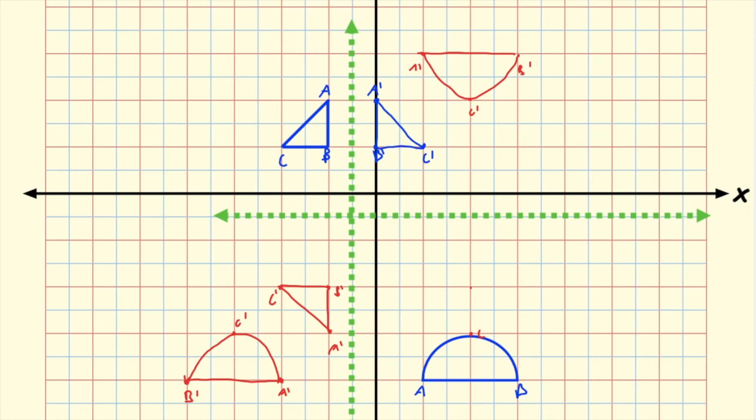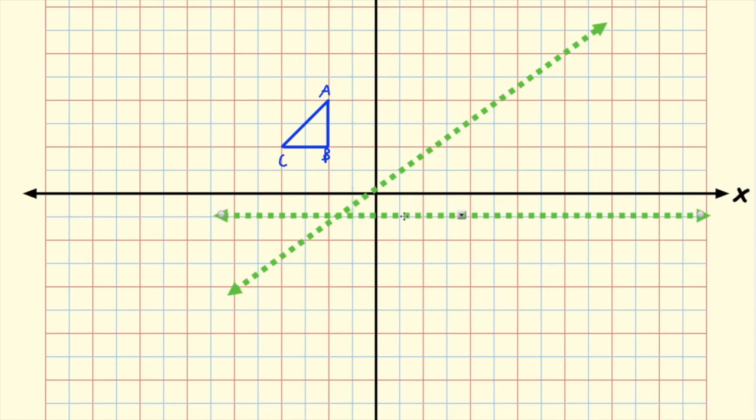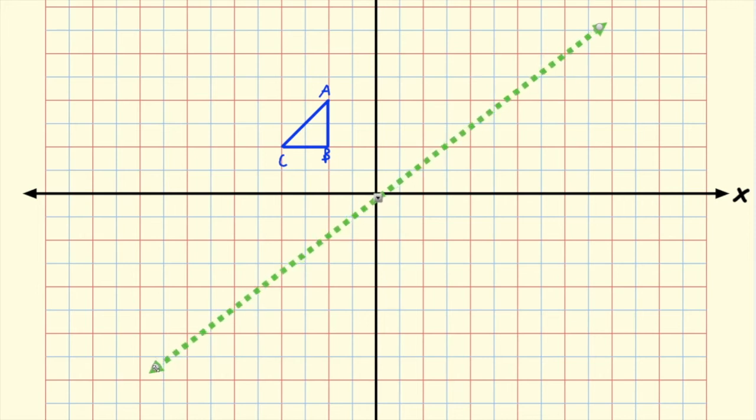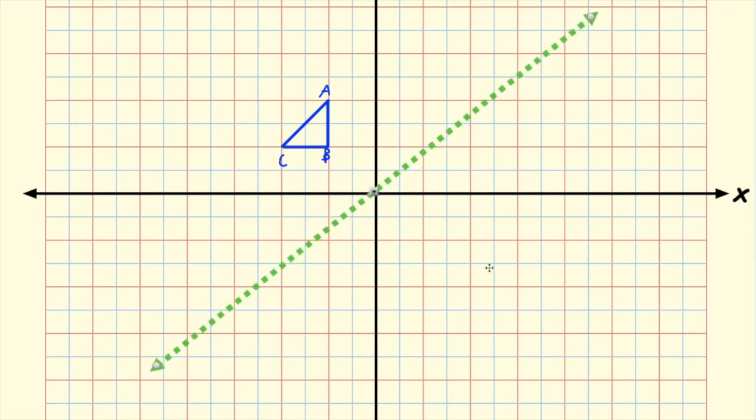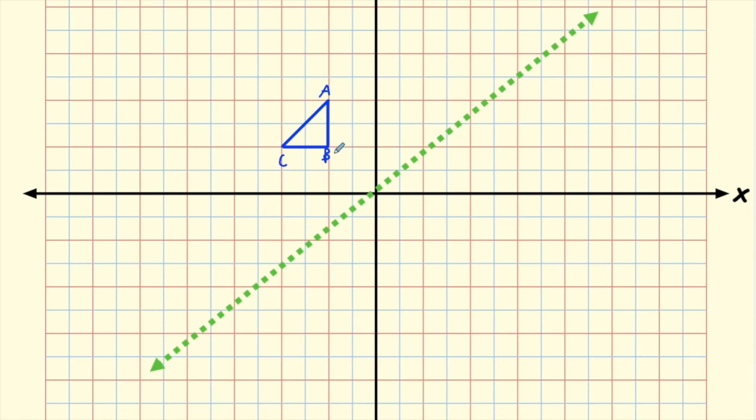Now, sometimes you might get a line of reflection that is not quite as friendly. You might get something that looks like that, a diagonal line. For our purposes, I'm going to clear this, and let's do this blue triangle over a diagonal line.